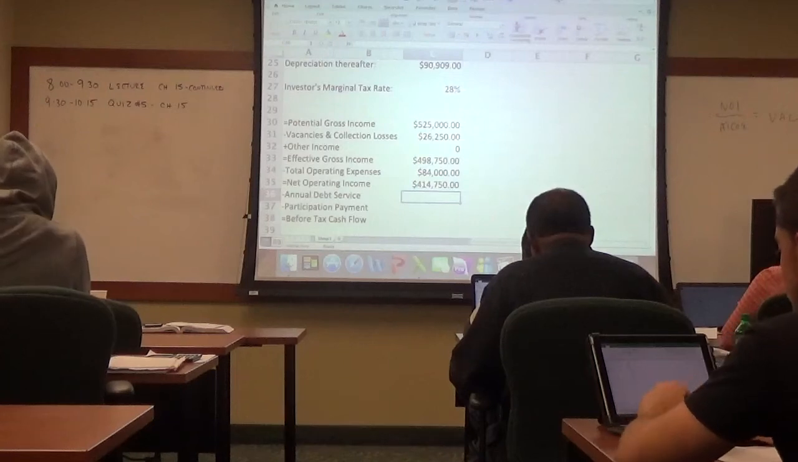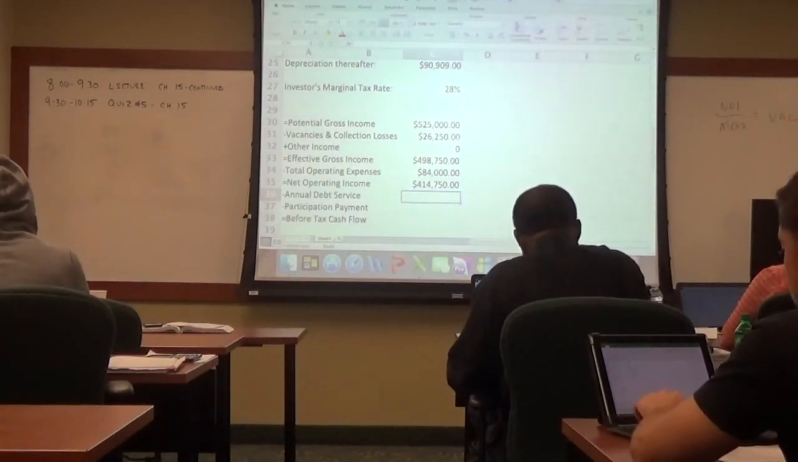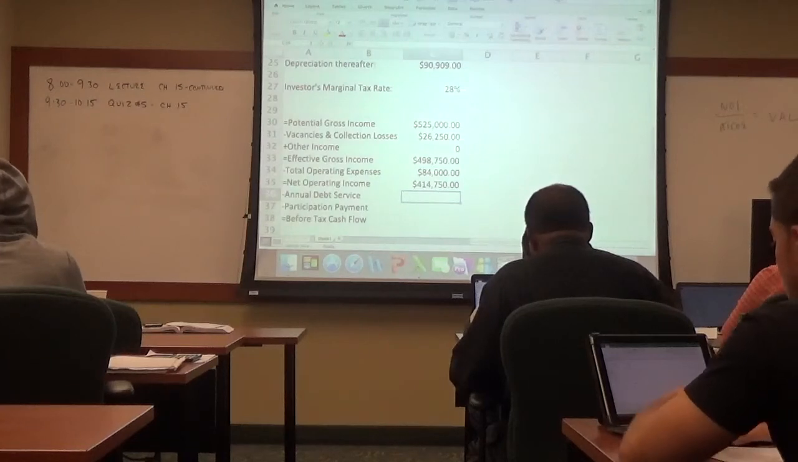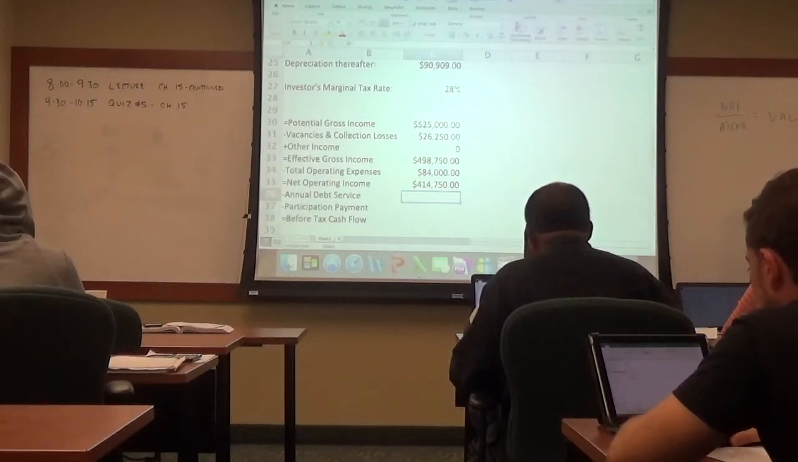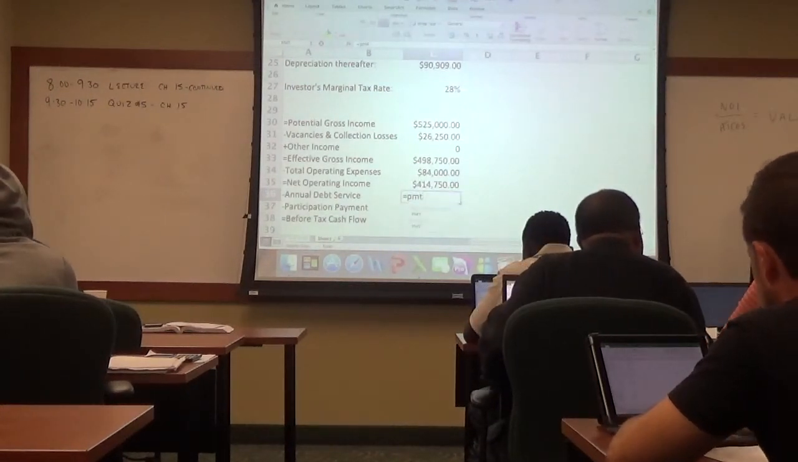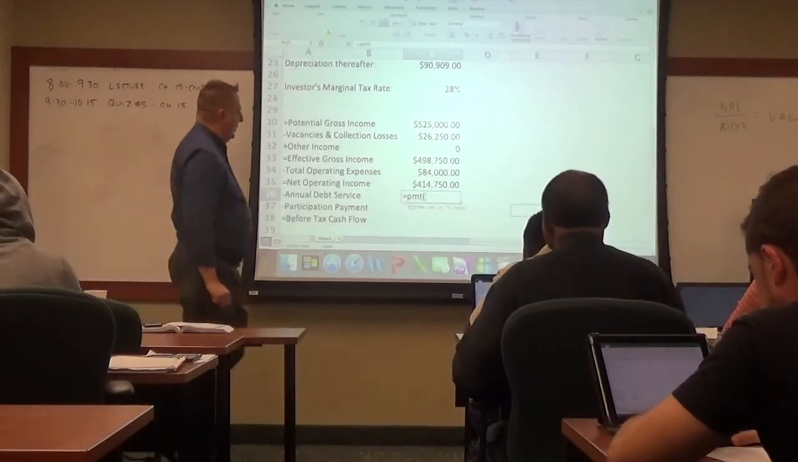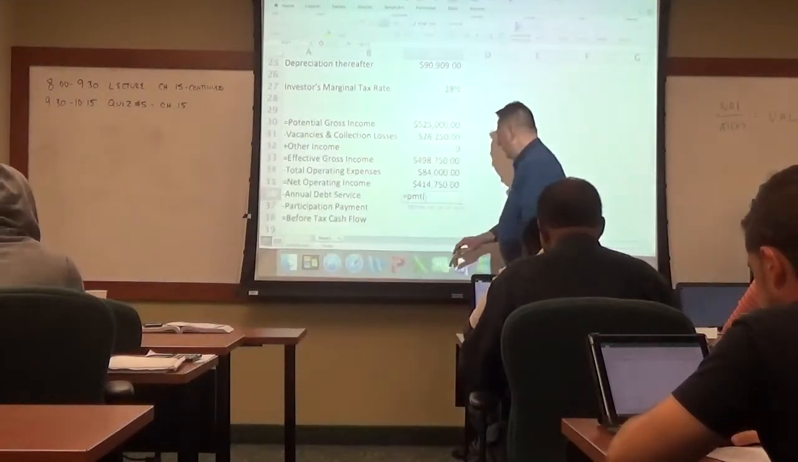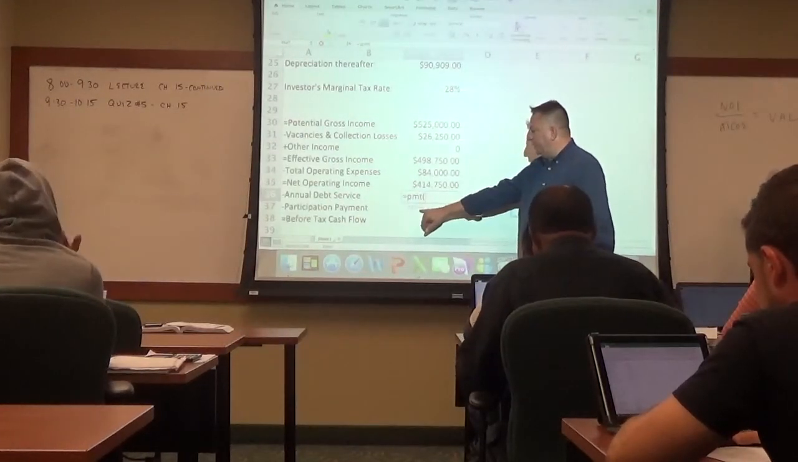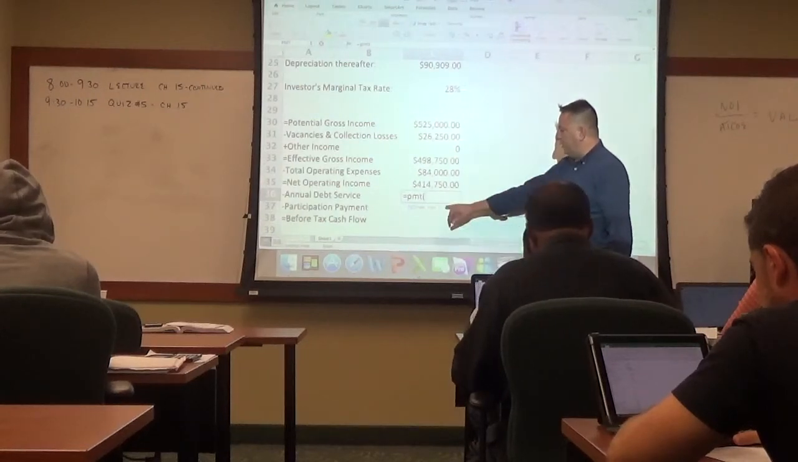Now then, for annual debt service, here is where we're going to use the payment function. So on the annual debt service line, it's equal PMT, open parentheses, and then you've got 3 or 4 variables that you're going to have to put in, really 3. You're going to put in the rate of interest, the number of periods, and the loan amount, or present value.